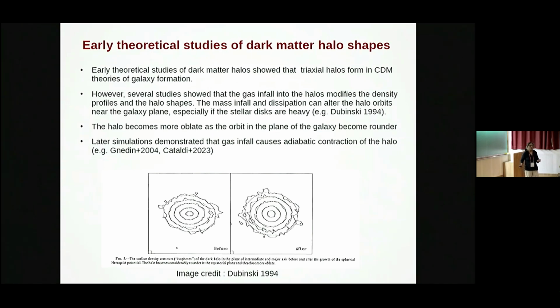And this is a very early one by Dubinsky in '94, where he used simulations of a galaxy halo where there was gas infall. And as the gas infall proceeded, there was adiabatic contraction, and the plane of the galaxy, the disk of the galaxy, the halo in that plane became more circular, whereas the shape was either prolate or oblate.